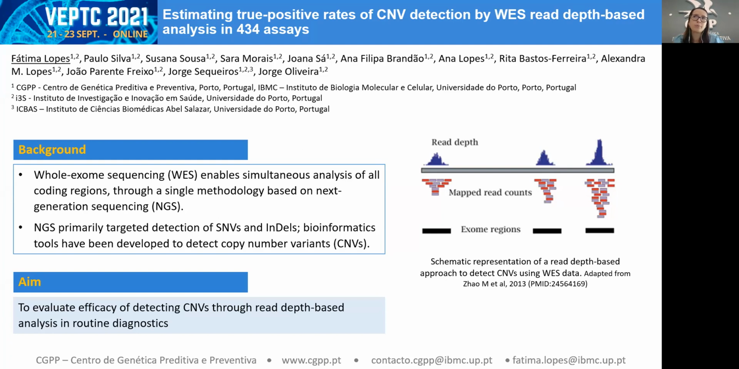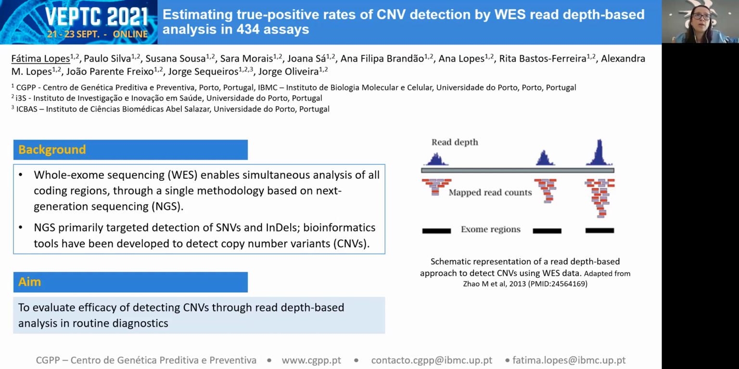My name is Fátima, and I'm going to present the work performed at our lab in which we estimated the true positive rates of CNV detection by whole exome sequencing with depth-based analysis. Currently, it is a common practice in diagnostics laboratories to use whole exome sequencing data not only to detect single nucleotide variants and small indels, but also to detect copy number variants using a read-depth-based approach. The aim of this work was to evaluate the efficacy of detecting CNVs through read-depth-based analysis in our routine diagnosis.